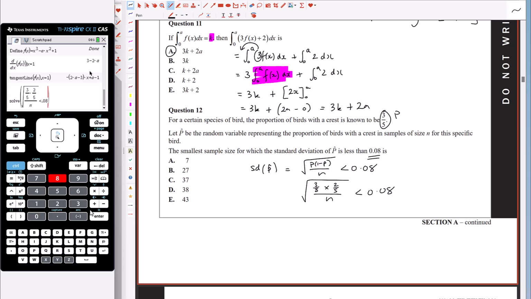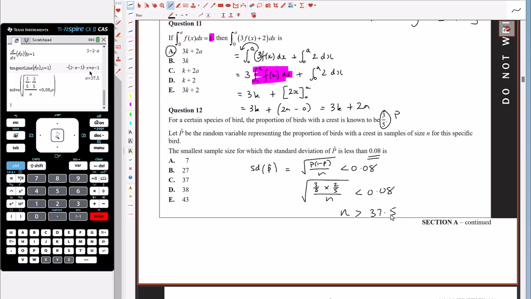0.08, solving for n. Okay, so that means n has to be bigger than 37.5. n is obviously a sample size, number of birds, and so that means n is going to have to be at least 38. So the smallest sample size is 38, so D.